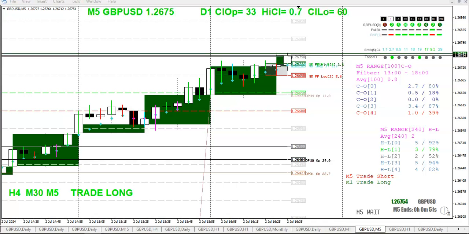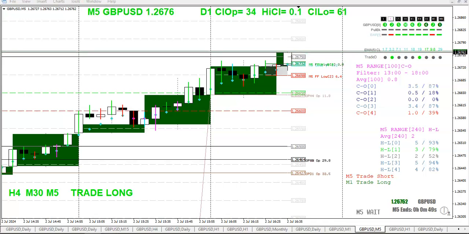We could call that, I used to call this all the time, price moving from one train station to the next train station. Well, the thing is, by doing this, you can actually see where those train stations are.